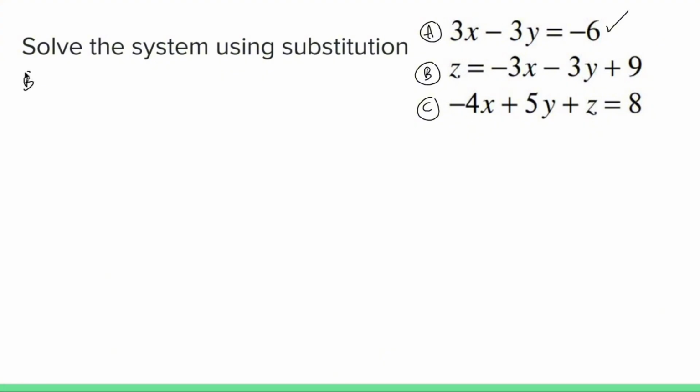So I'm going to set up B and C. B is Z equals negative 3X minus 3Y plus 9. C is negative 4X plus 5Y plus Z equals 8.